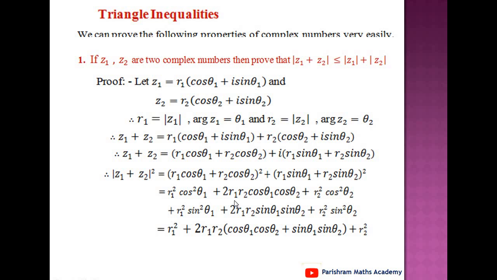From the middle two terms you can take 2 times r1 r2 as common, in bracket cos theta 1 cos theta 2 plus sin theta 1 sin theta 2. And from the last two terms we can take r2 square as common, in bracket cos square theta 2 plus sin square theta 2, its value is also 1, and therefore r2 square. And therefore mod of z1 plus z2 square equal to r1 square plus 2 times r1 r2 into cos theta 1 cos theta 2 plus sin theta 1 sin theta 2, using the trigonometric standard formula we get cos of theta 1 minus theta 2, plus r2 square.